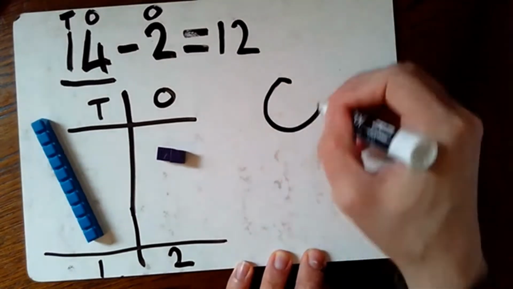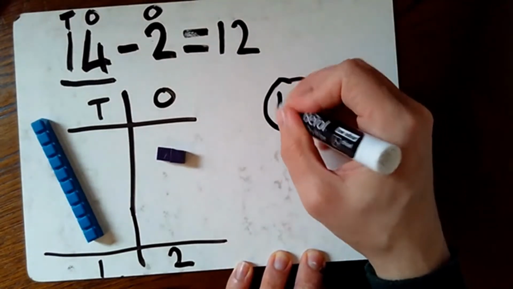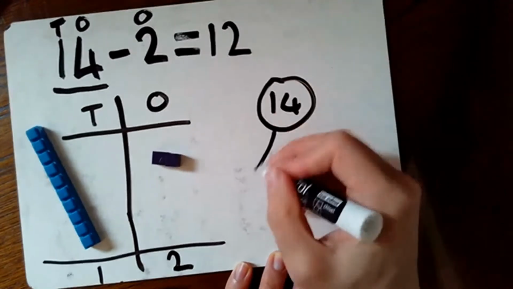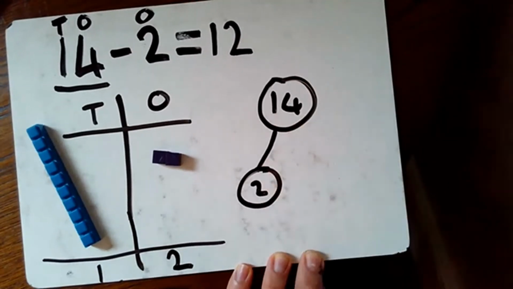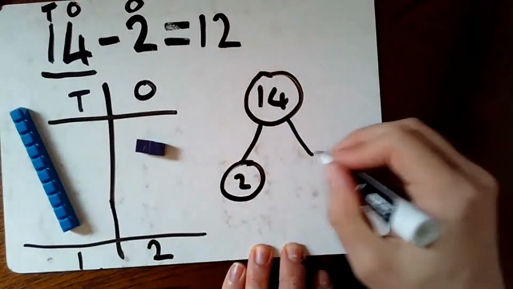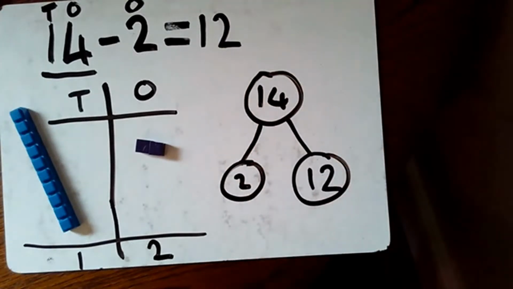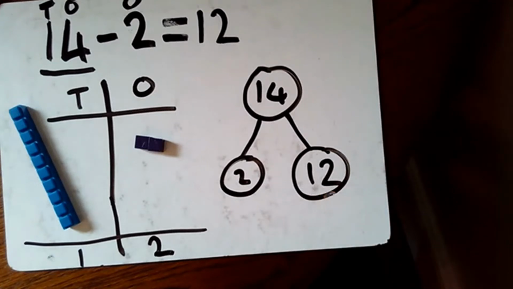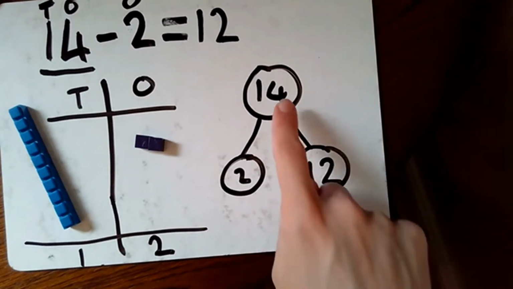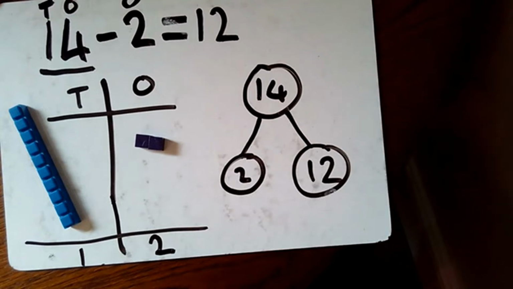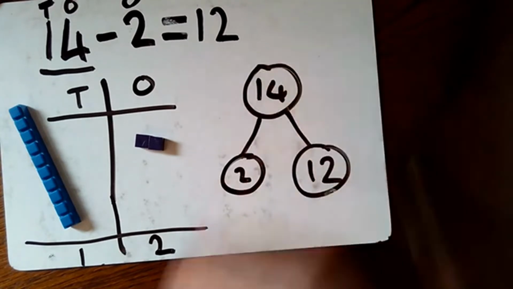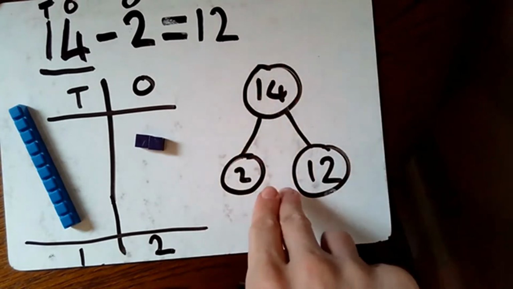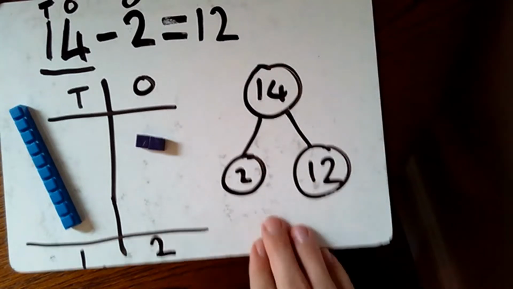To put it in my part whole, my whole was 14. I subtracted my part of 2 and I found my other part was 12. 14 subtract 2 equals 12. I also know 2 add 12 equals 14, because that's what the part whole model shows me. It shows me that relationship between adding and also subtracting.